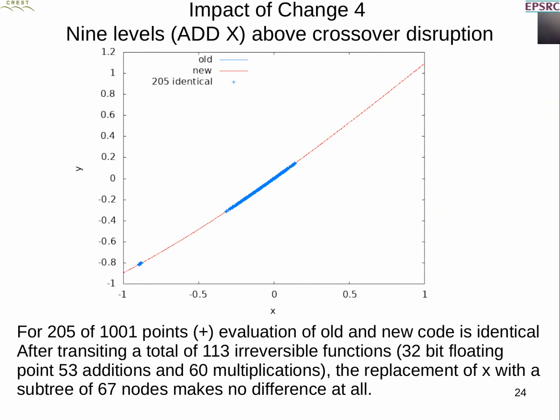And if we were to proceed all the way up the chain, after 53 additions and 60 multiplications, the two evaluations of the parent and the child become identical. And we know at that point, although we made a huge change to our tree, it was sufficiently deep that it actually makes no difference to the fitness on our test cases.